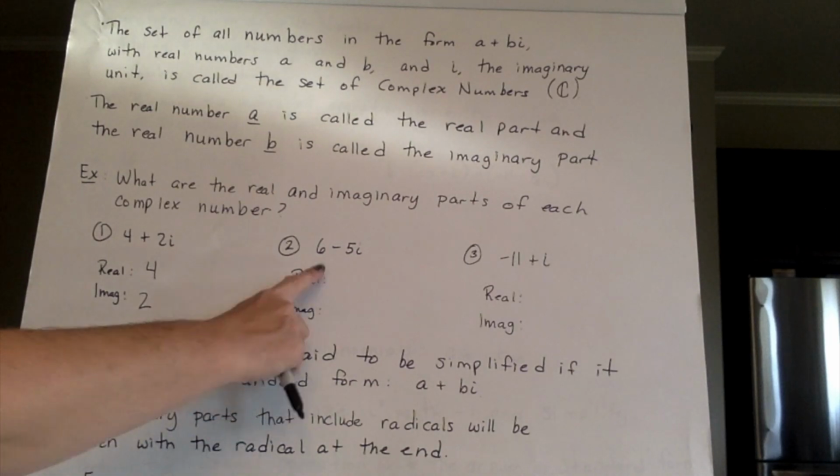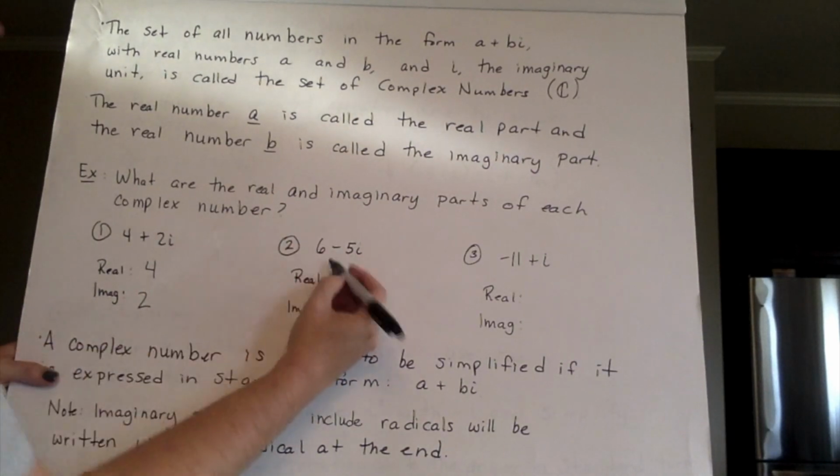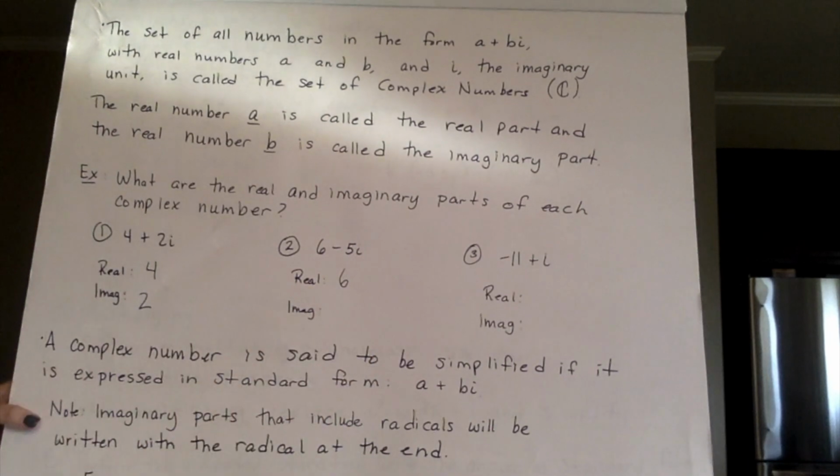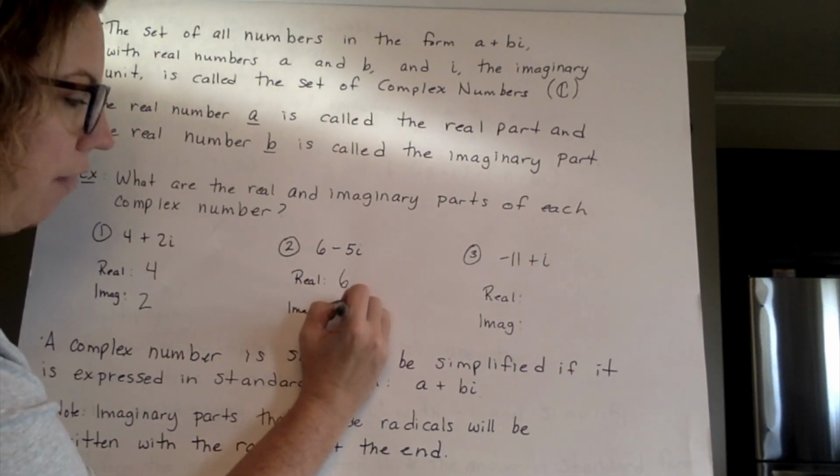So in number 2, we have 6 minus 5i. The real part there is 6. Be careful here, the imaginary part is negative 5.